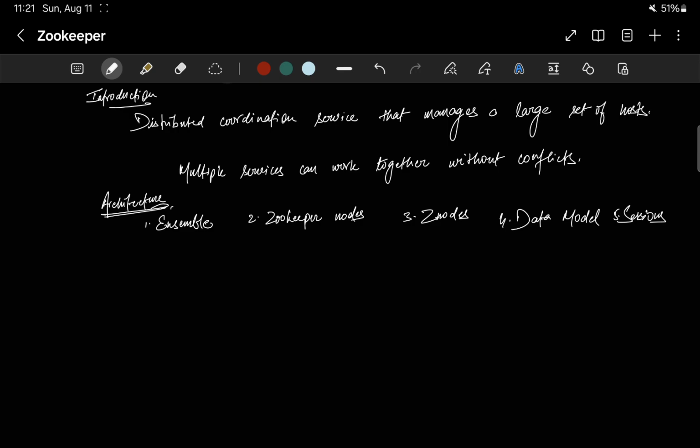Okay. Next, let's talk about the ZooKeeper operations. First one is read and write operations.